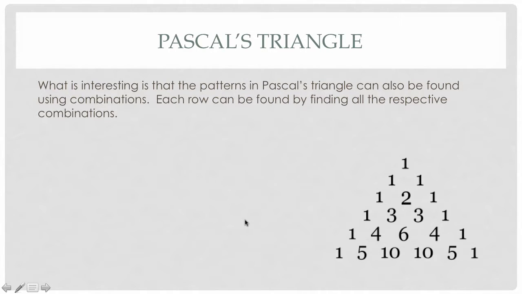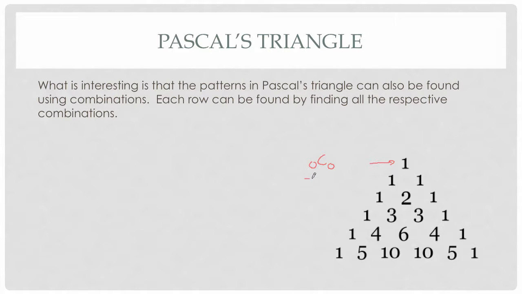What's interesting is that the patterns in Pascal's triangle can also be found using everything we know with combinations. Let me show you. Each row can be found by finding all the respective combinations. Let's start with this first one right here. That's just 1. That can be represented by taking all the combinations of 0 things, choosing 0 of them. So if you have 0 things, how many ways can you choose 0 of those 0 things? Well, there's only one way, that's to choose none of them.